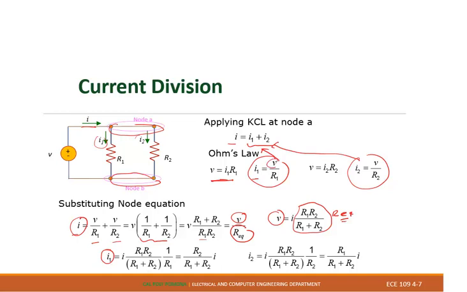Now we're going to find I1. I1 is equal to V over R1, and V is given by this equation, then times 1 over R1. If you simplify this, you will see I1 will be equal to R2 divided by R1 plus R2 times I. In a similar way, I2, which is this current right there, will be equal to R1, the other side resistor, divided by R1 plus R2 times I.